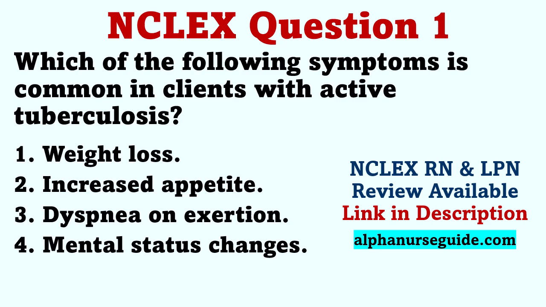The correct answer is 1. Tuberculosis typically produces anorexia and weight loss. Other signs and symptoms may include fatigue, low-grade fever, and night sweats. Increased appetite is not a symptom of tuberculosis. Dyspnea on exertion and change in mental status are not common symptoms of tuberculosis.